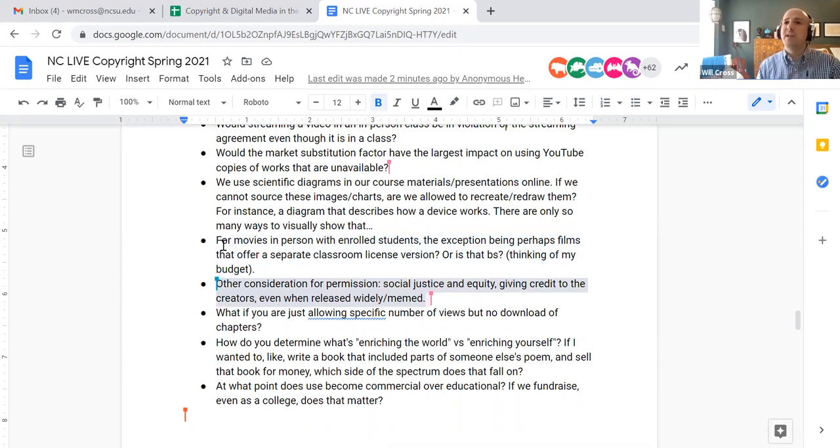If you ask most anybody in any field, especially in libraries and education, they will say that credit and attribution matter a lot to them. Copyright law has almost nothing to say about when you need to do attribution. What should attribution look like?